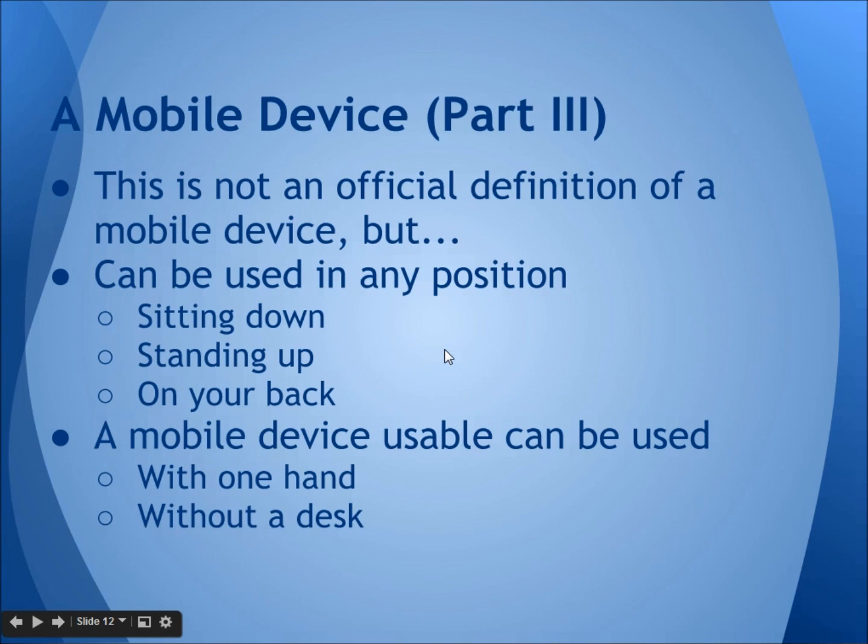And now this is not an official definition of a mobile device, but nevertheless, let's talk about this for just a little bit. A mobile device can be used in any position. I never read this when I'm reading about descriptions of mobile devices, but this is the most important thing about a mobile device, to me, that I can use it sitting down, I can use it standing up, I can use it lying on my back. I use mobile devices a lot, lying on my back.